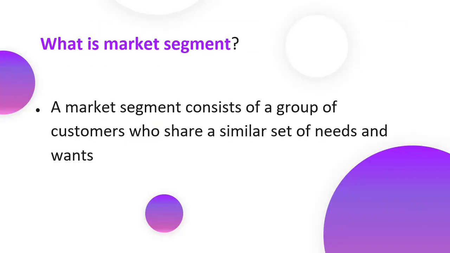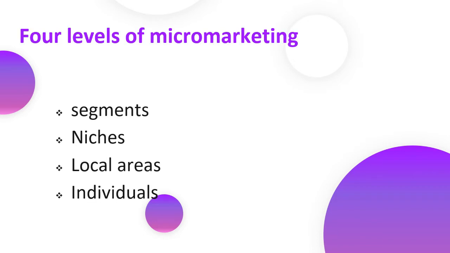And now, what is market segment? A market segment consists of a group of customers who share a similar set of needs and wants. And there are four levels of micro marketing. That is segment marketing, niche marketing, local area marketing, and individual marketing.